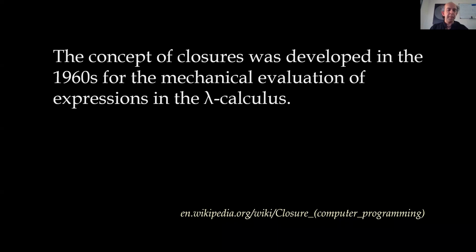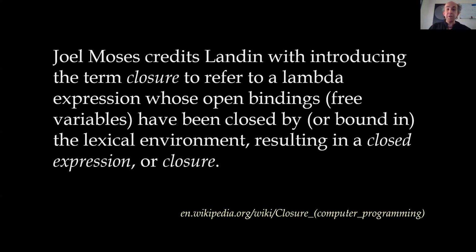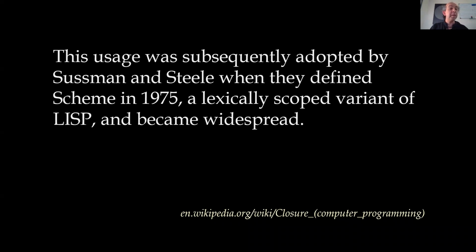And this was an interesting one. The concept of closures was developed in the 1960s for the mechanical evaluation of expressions in the Lambda calculus. What do you do with those free variables? You need to bind them in somehow and in a regular way. Peter Landin defined the term closure in 1964 as having an environment part and a control part. So in other words, we've got this idea of capturing the environment, the state, the values, and then the behavioral aspect. Joel Moses credits Landin with introducing the term closure to refer to a Lambda expression whose open bindings, those free variables, have been closed or bound in the lexical environment, resulting in a closed expression or closure. This usage was subsequently adopted by Sussman and Steele when they defined Scheme in 1975, a lexically scoped variant of Lisp, and became widespread. That's the usage of the term closure.